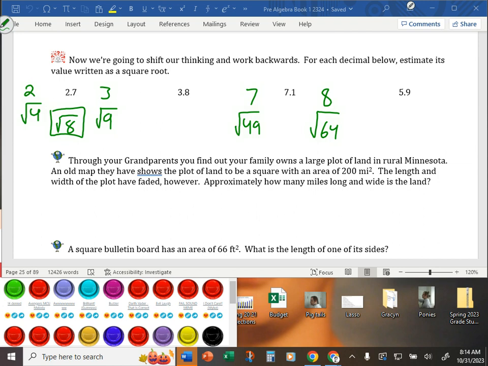Root 50 would be good. I'd accept root 51. Root 52, right? Something that's really, really close to 49. What about 50?